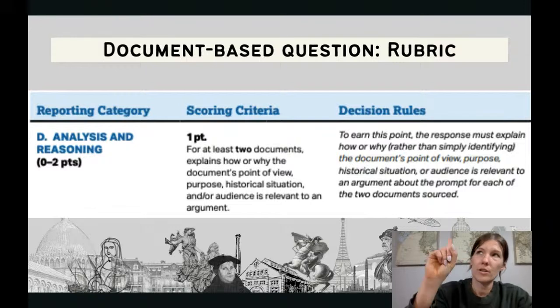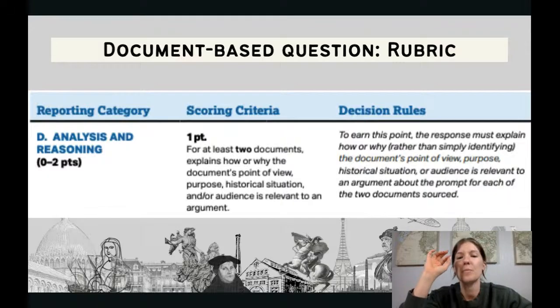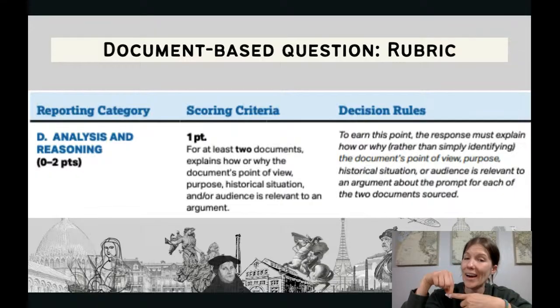So for your first analysis piece, for 2 documents out of the 6 or 7 that you're going to use in your essay, you need to explain how or why the document's point of view, purpose, historical situation, and/or audience is relevant. Your teacher probably taught this as HIP. That's what I use in my class. Historical context, intended audience, purpose, perspective. How is one of those things affecting what is being said and how it's being said?